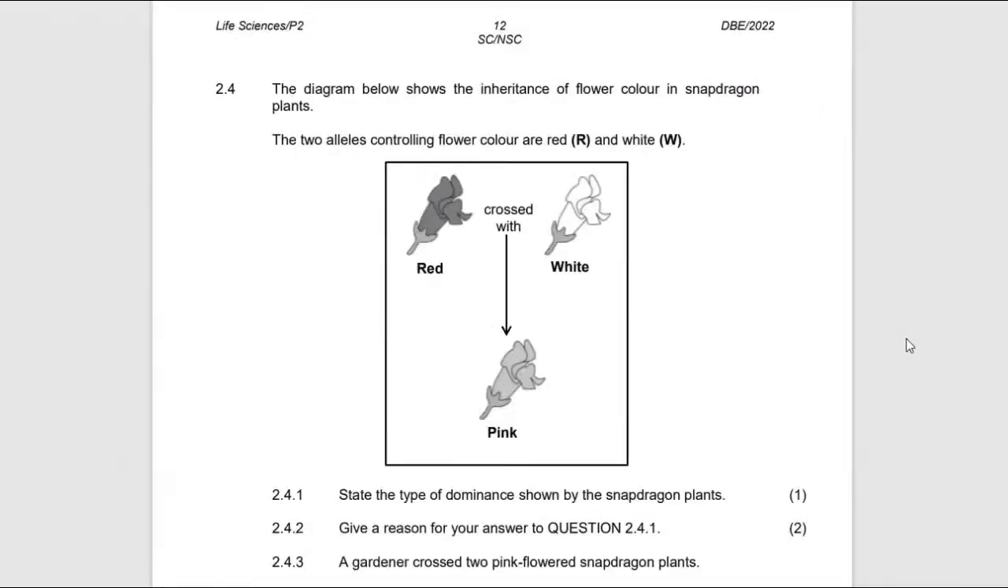Thank you very much. Let's continue with question 2.4. It's about genetics. We know that many students find challenges with genetics. Question 2.4 from the National Senior Certificate 2022, NCS. The diagram below shows the inheritance of flower color in snapdragon plants. The two alleles controlling the flower color are red and white.